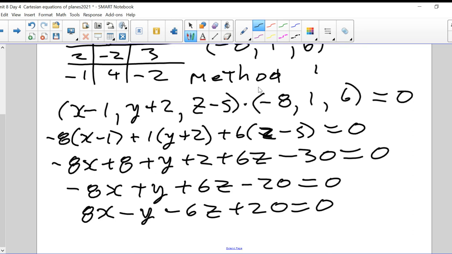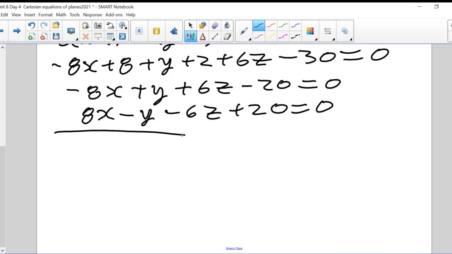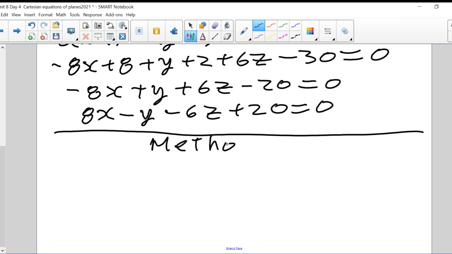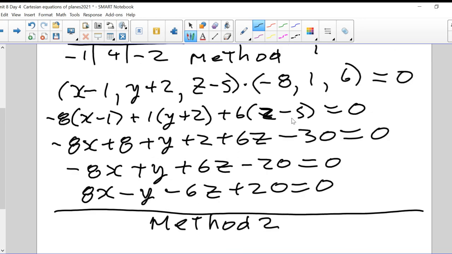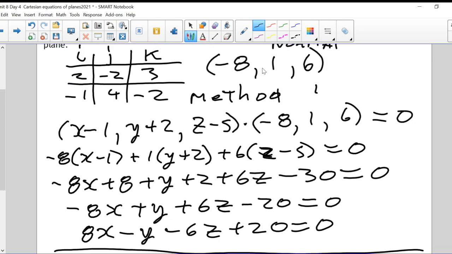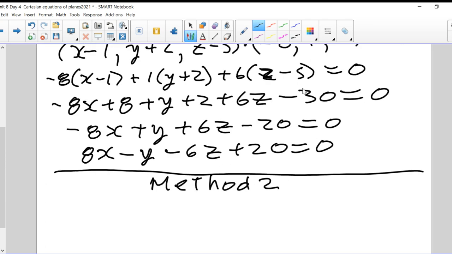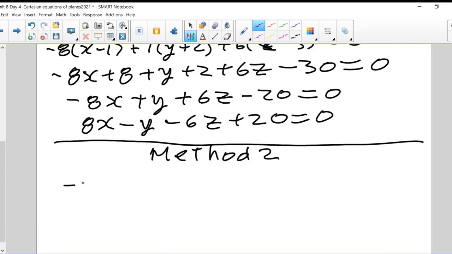So you're thinking, okay, there has to be an easier way to do this rather than going through all of that. And you're right. And this takes us back to how we got the Cartesian equation when we were doing this for a line in 2 space. So here comes method 2. You can almost figure this out for yourself. Using the coefficients of this normal, the minus 8, the 1, and the 6, I'm going to start off with minus 8x plus y plus 6z plus c, because I don't know what c is yet.